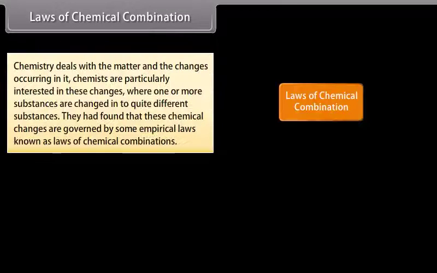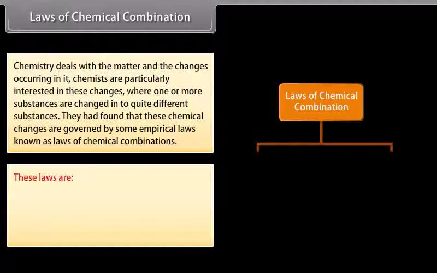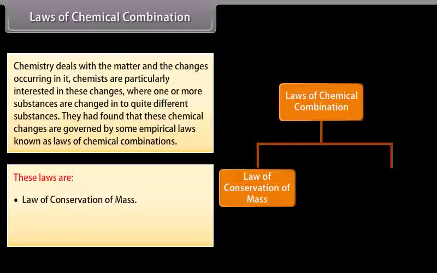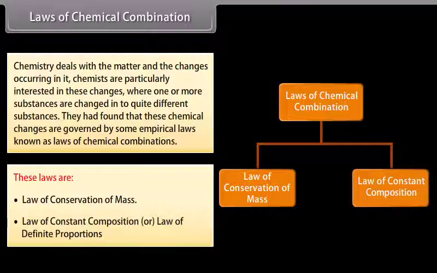Laws of chemical combination. Chemistry deals with the matter and the changes occurring in it. Chemists are particularly interested in these changes where one or more substances are changed into quite different substances. They had found that these chemical changes are governed by some empirical laws known as laws of chemical combinations. These laws are law of conservation of mass, law of constant composition, or law of definite proportion.